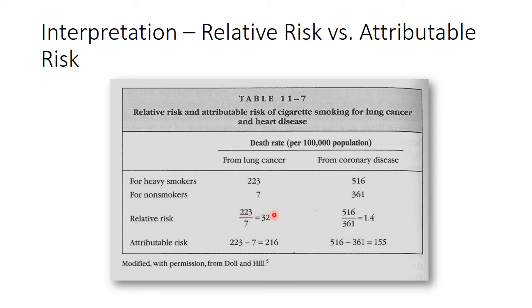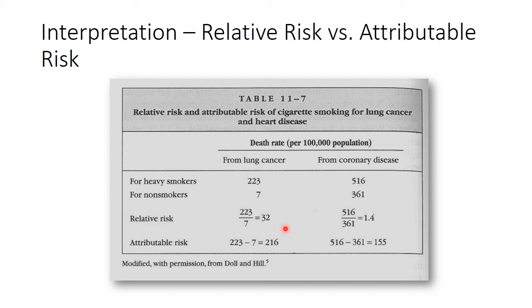There are no p-values here and no confidence intervals, so you couldn't say necessarily if this was significant or not, but this would be the calculated relative risk. Similarly, for coronary heart disease, heavy smokers 516 divided by the non-smokers 361, you'd have a 1.4 or a 40% increased risk of death if you were a smoker due to coronary heart disease. So we can see that the association is a lot stronger with lung cancer and smoking versus coronary heart disease. There's still an association with heavy smoking and coronary heart disease death, but not as high as you would see with lung cancer.